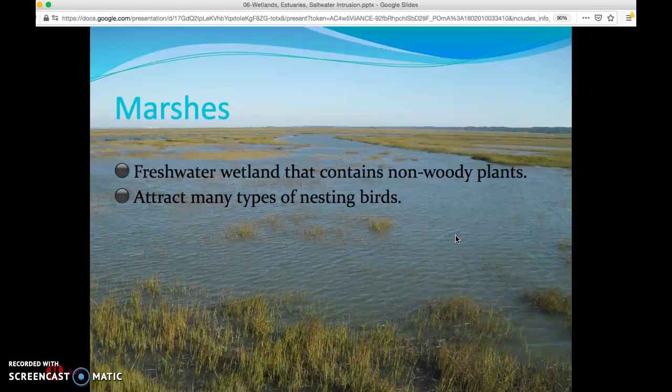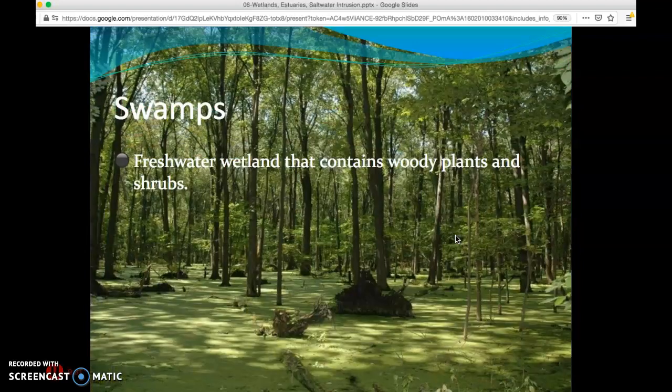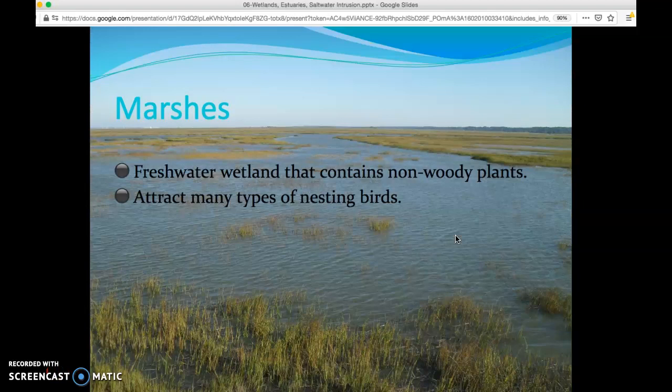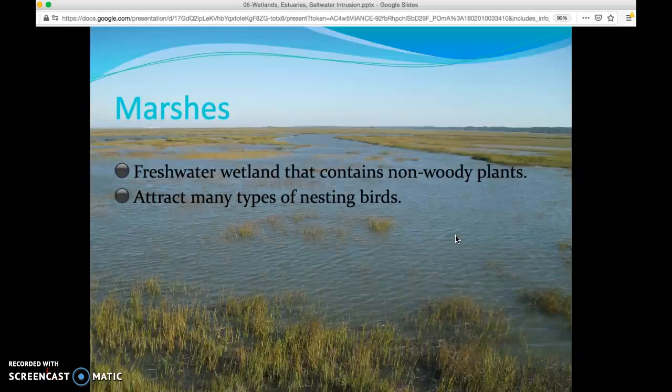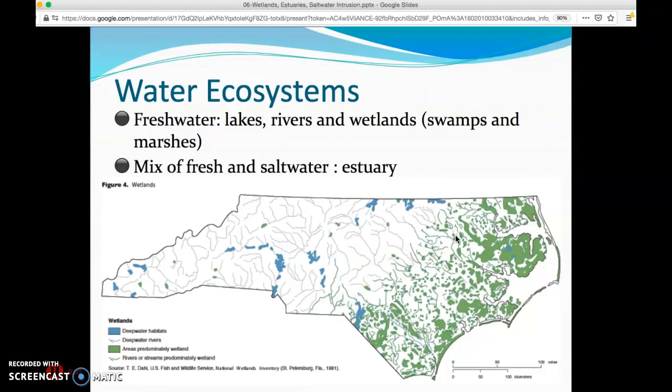Marshes are a second type of wetland. We have freshwater wetlands that contain non-woody plants. They attract many types of nesting birds. So these don't have that mix of salt water that an estuary does. And then we have swamps. So these are freshwater again, but they contain woody plants instead of non-woody plants. So marshes are like grasses, very low-lying areas. Swamps are more woody, lots of trees, lots of what you would see here in Bladen County. Marsh you would find a little bit closer to the ocean, in more of our flat regions.